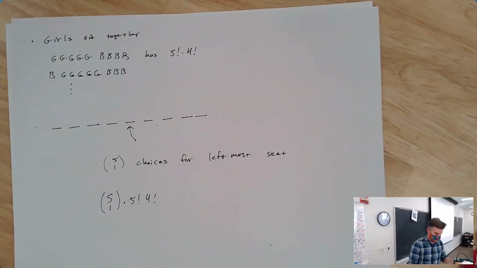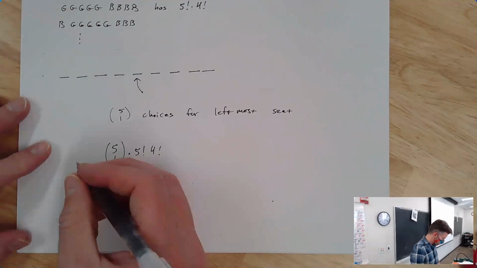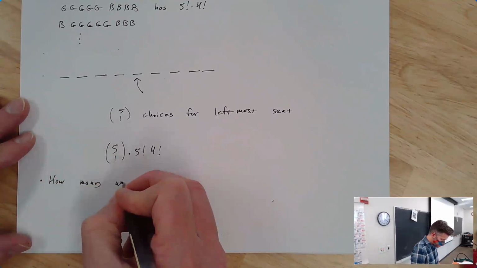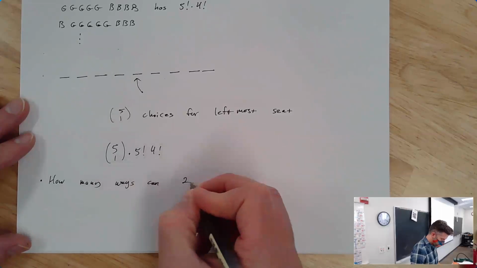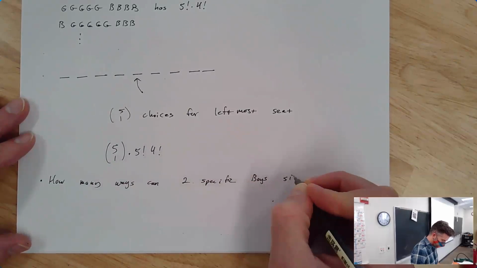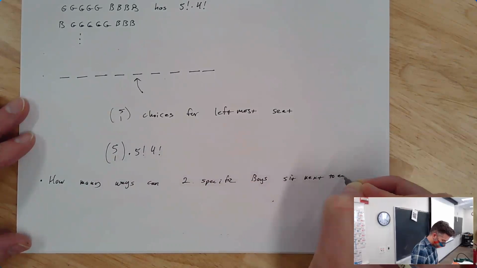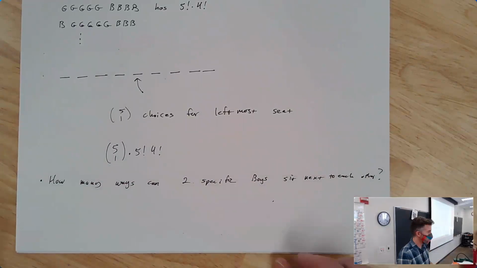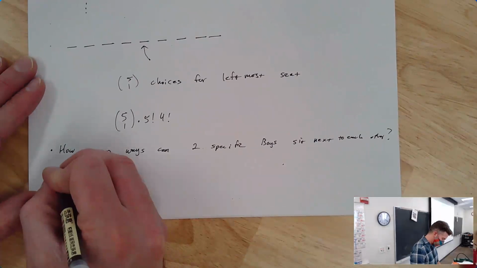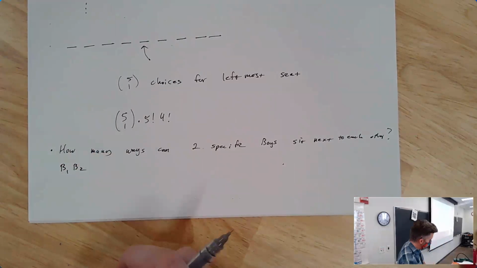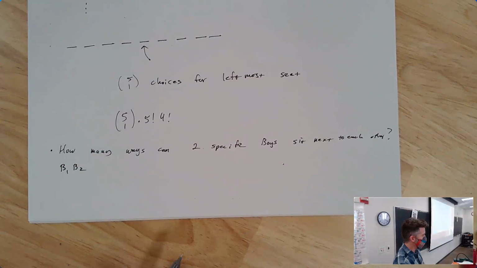All right, let's ask one more question. How many ways can 2 specific boys sit next to each other? Well, let's call them boy 1 and boy 2. We want them to sit next to each other. So how many different spots could they be in?